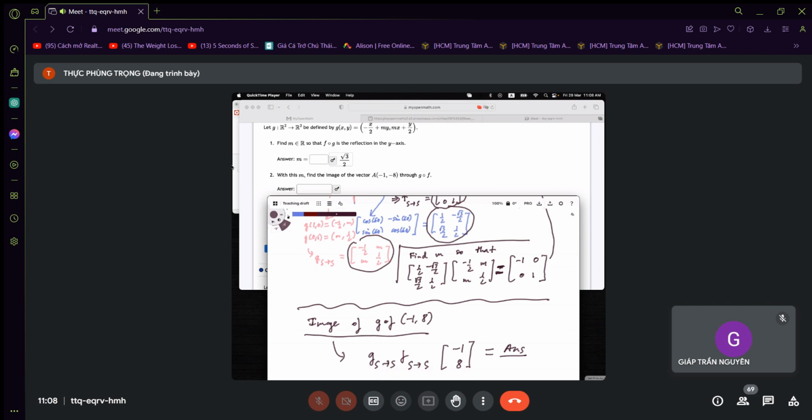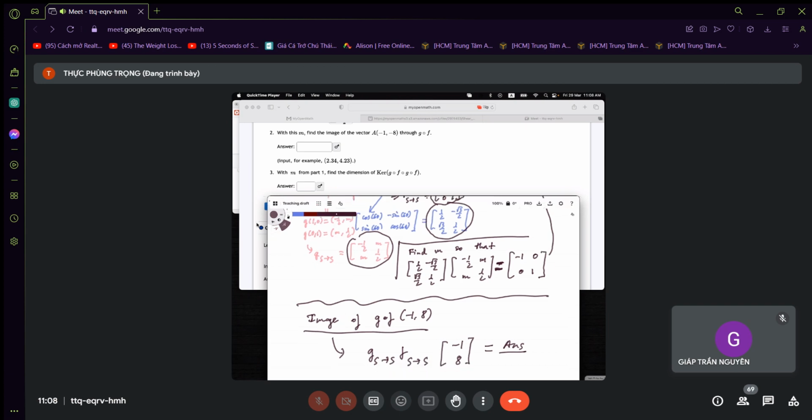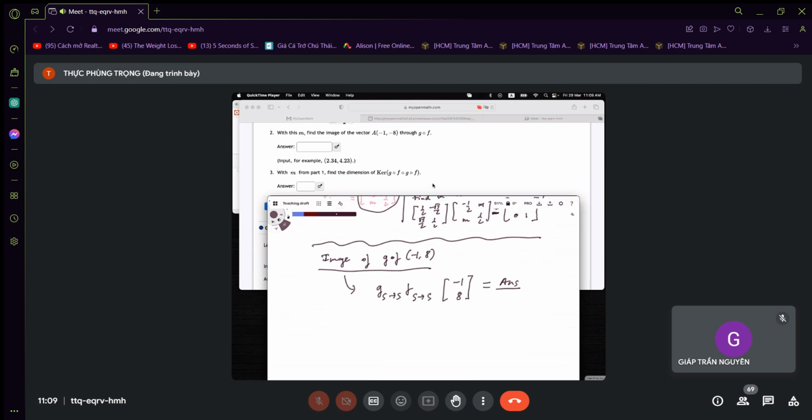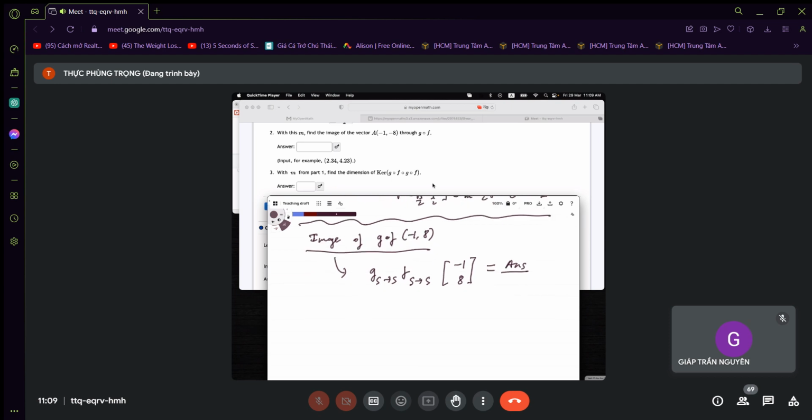All right, so let's go to the third part of the question. Find the dimension of the kernel of this G of F. Remember that now M is root of 3/2. For this one, we can use the following formula.